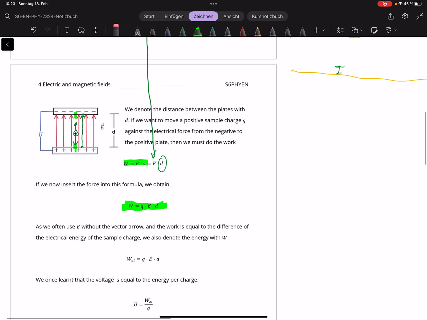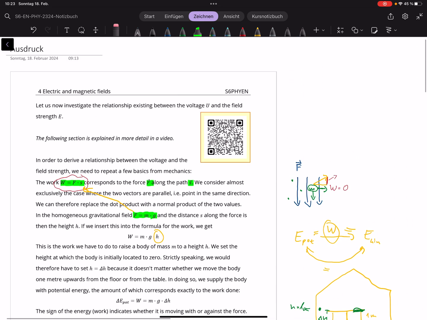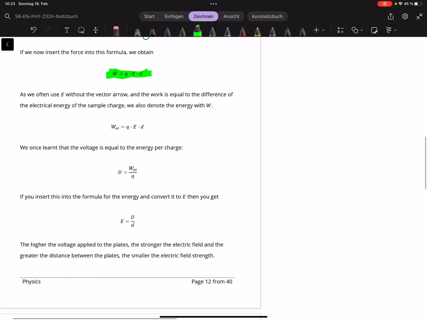So look at what our intention was. We want to investigate a relationship between the voltage and the field strength. Now, we've got the field strength in our formula, and we've got some kind of energy on the other side. So how do we get in the voltage here? What we've learned before was that the potential, or the voltage, is the energy per charge.